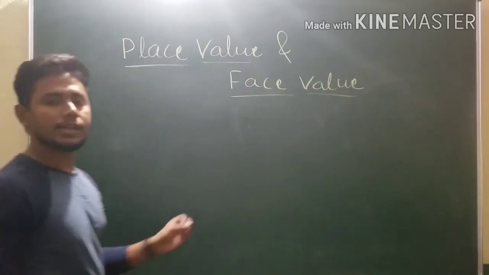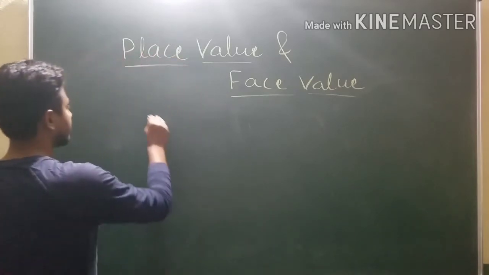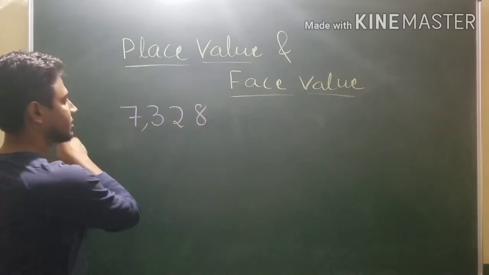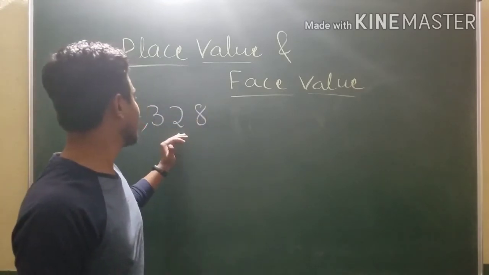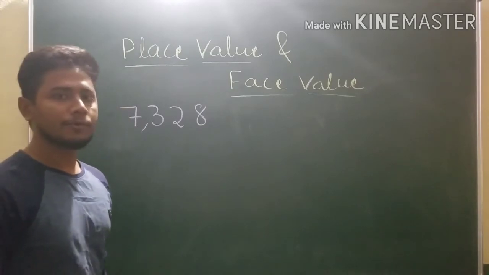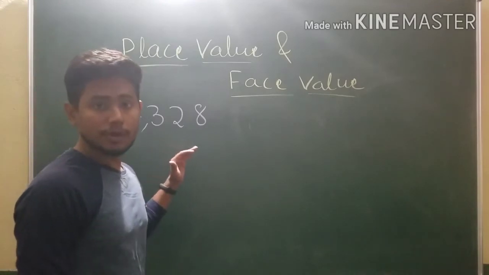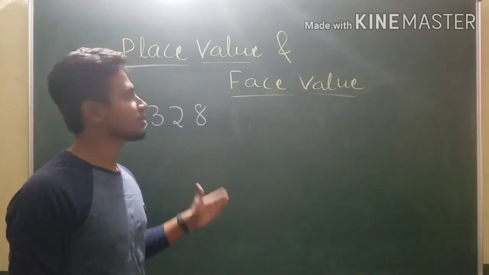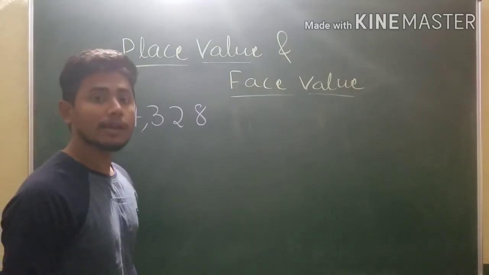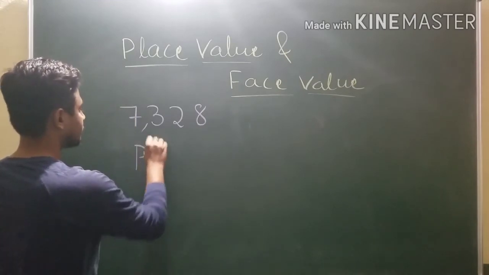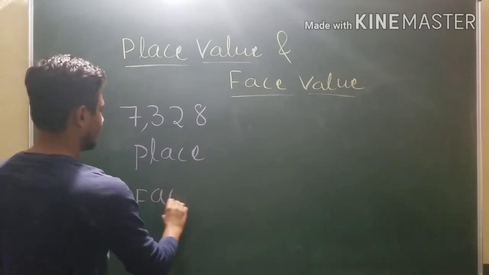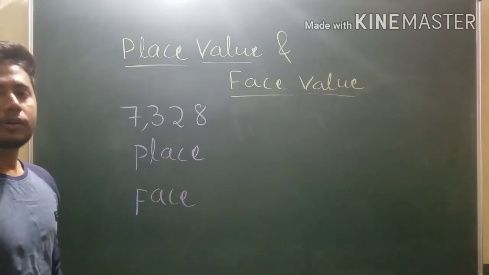For example, we take one number, that is 7328. This is a 4-digit number, that is 7328. I think all of you are ready with your notebook, pen and textbook. So start writing. The number is 7328. We have to find the place value and face value. So how can we find?